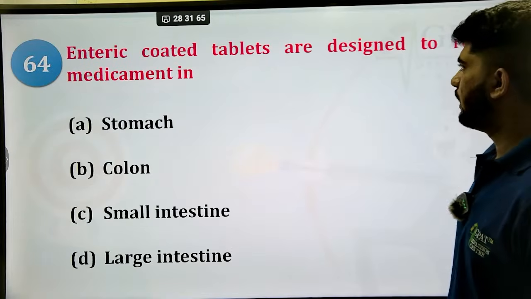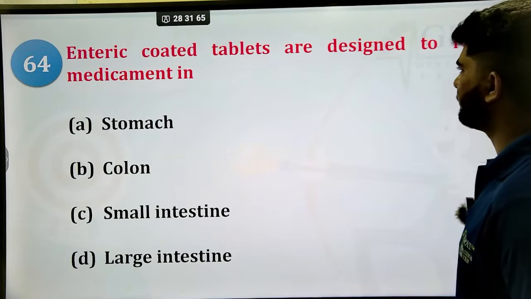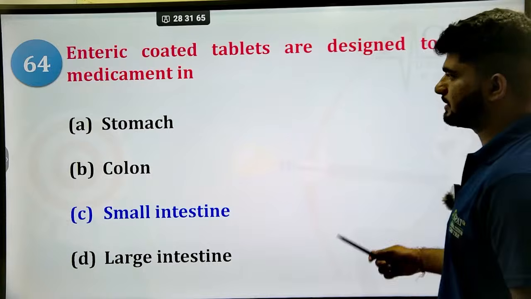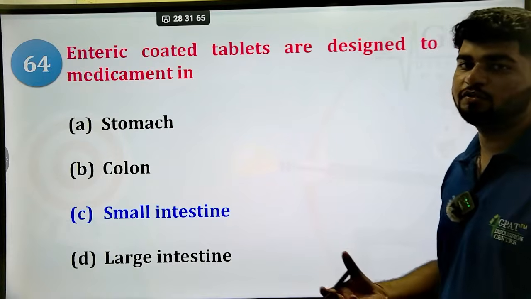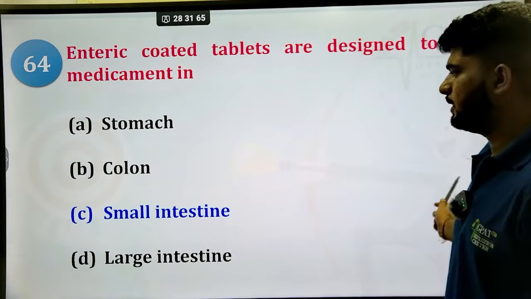Sure. Enteric coated tablets are designed to release medicaments only into the small intestine, just to prevent the degradation of those drugs in the stomach, right? Sure.